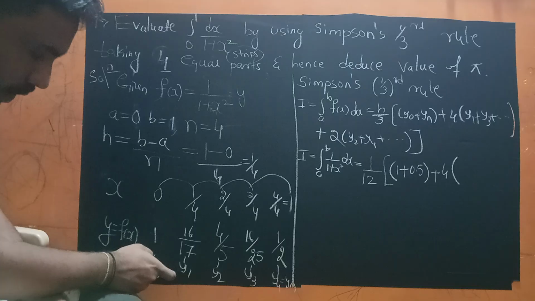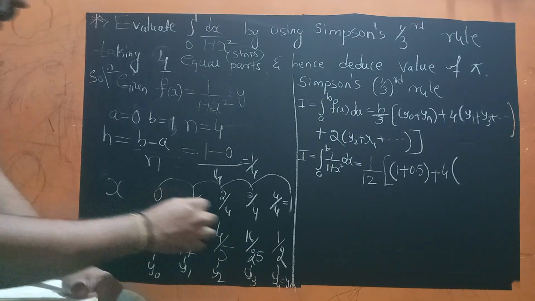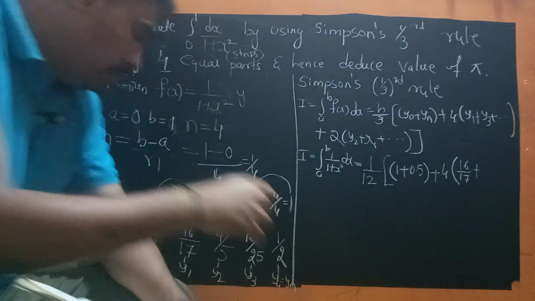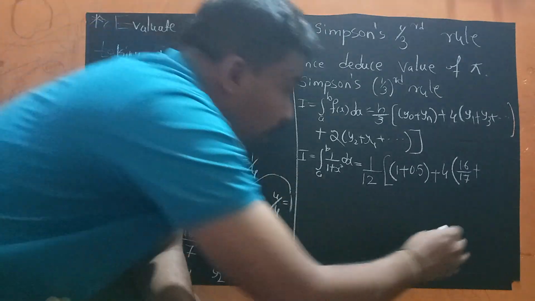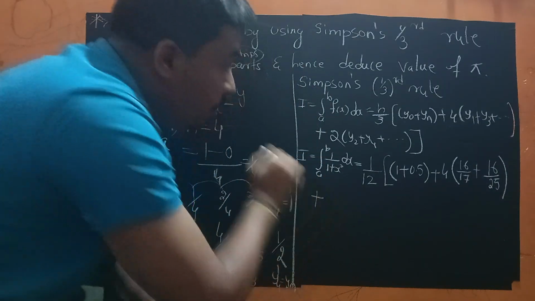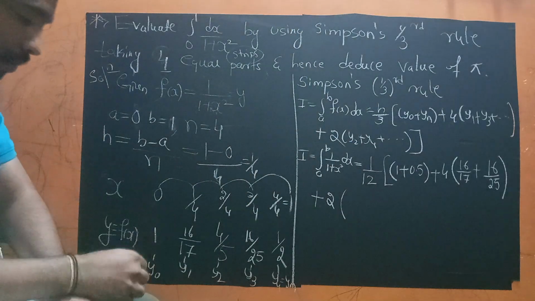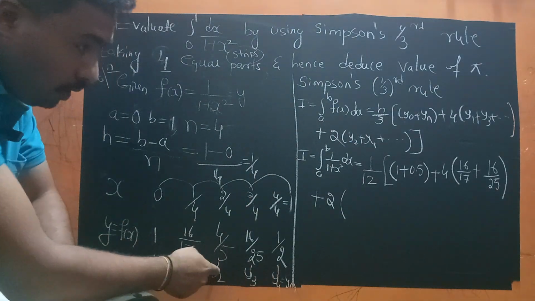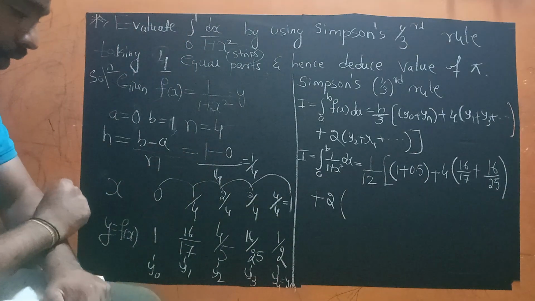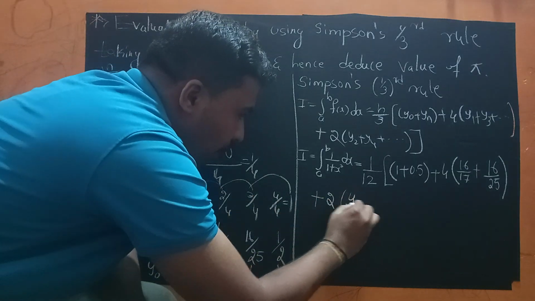How many odd values of y here? y1, y3. Only 2 values are there. We have to replace them. So that is 16 by 17 plus the next odd value, 16 by 25, plus 2 into even values of y or even multiples of y. y2 and y4 are there. y4 I already used here. Why? Because that is the last value of y. So we have only one option, that is y2. So that value we have to write, 4 by 5.